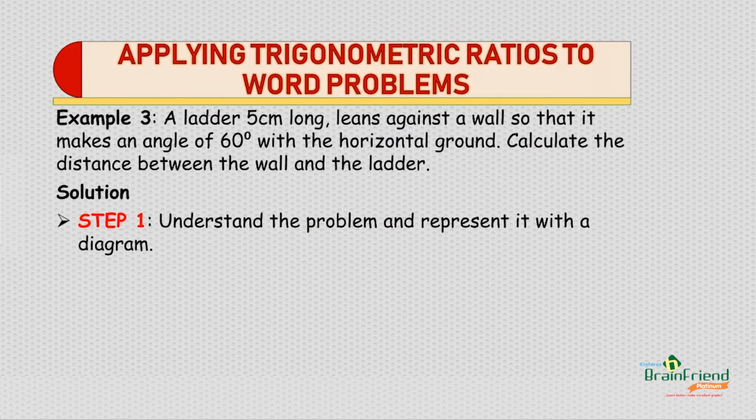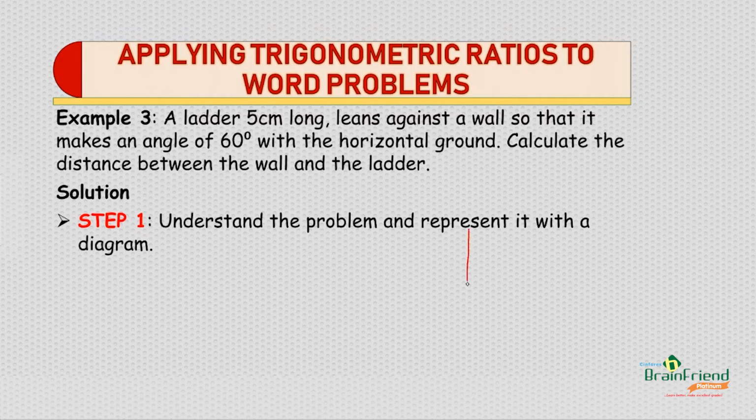A ladder 5 centimeters long leans against a wall so that it makes an angle of 60 degrees with the horizontal ground. Calculate the distance between the wall and the ladder. Step 1, we understand the problem and represent it with a diagram. Now, a ladder 5 centimeters long leans against a wall.